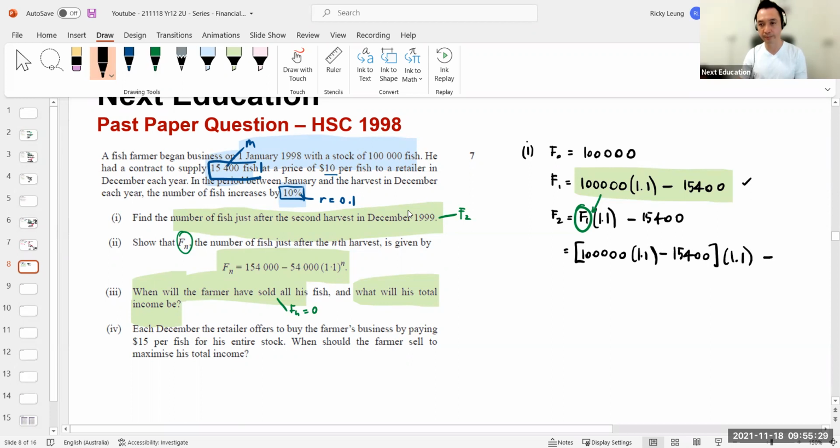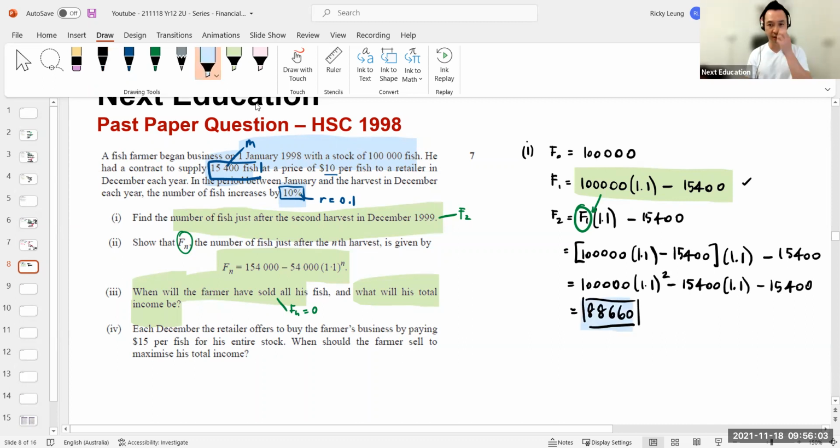Sorry, 1.1, yeah. Expand that. They just want me to find it, they just want me to punch this in. So if you did this on your calculator, 1.1 squared minus that. They're not asking me to leave it alone, they actually want the number. I believe it's a nice number anyway, 88660. Please check that on your own with the calculator. That's how it should work. So that was easy, probably 1 or 2 marks there.